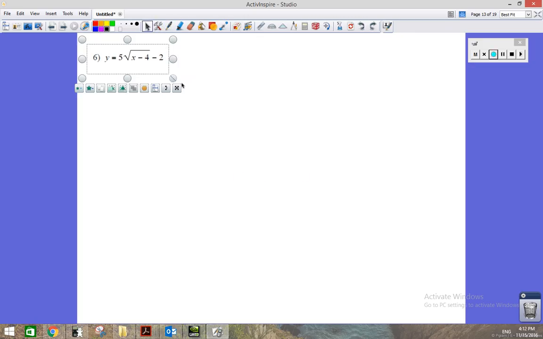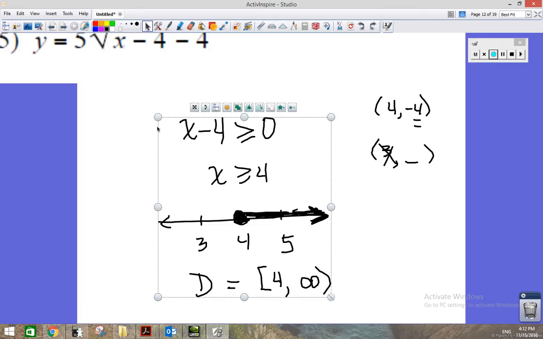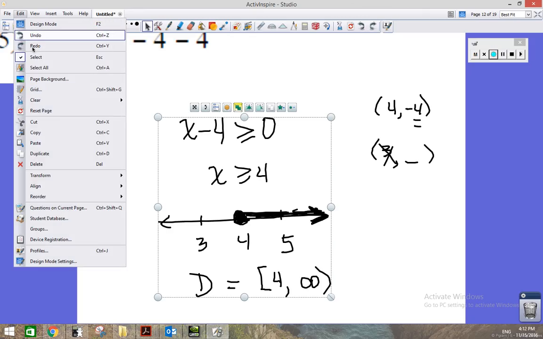X minus 4. See, I've already forgotten. Have we already done x minus 4? Let's look real quick. There it is. I just did it. Gosh, memory of a frog. I blink and I forget. All right. My problem, not yours, right?